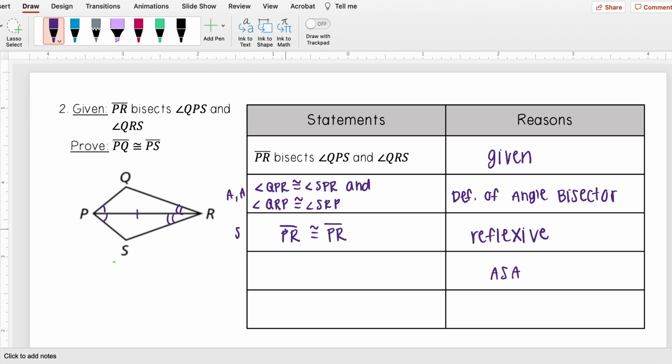So now I need to figure out my congruency statement. So I'm going to have QPR here. Well, I see that Q clearly matches up with angle S. So it's going to start with S. And then they both share that side PR. So this is going to be SPR. And now that I have that these two triangles are congruent, I can then say that my corresponding sides are congruent. So PQ is therefore congruent to PS. That is by CPCTC.